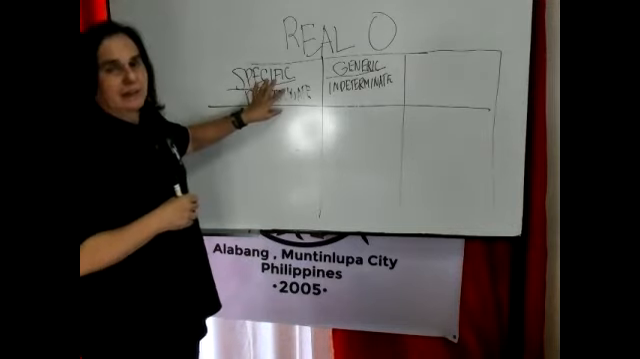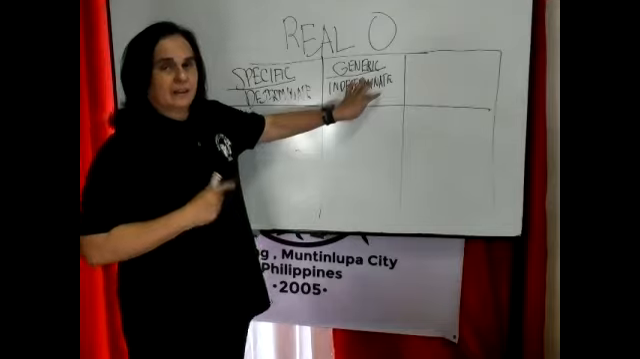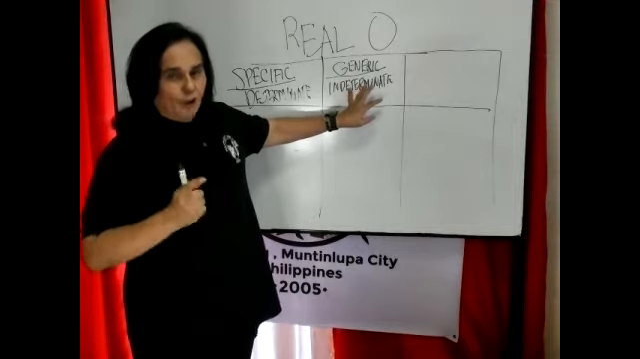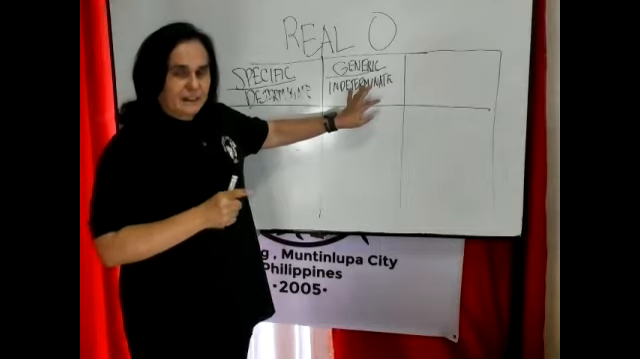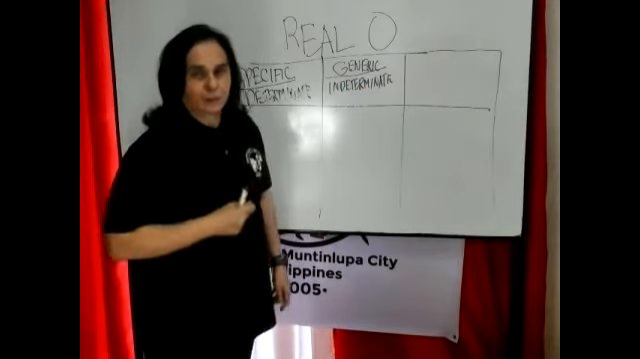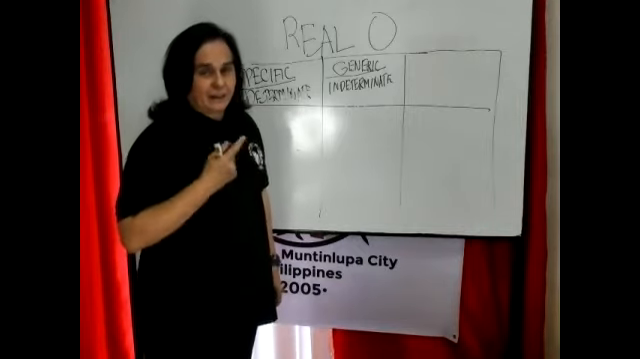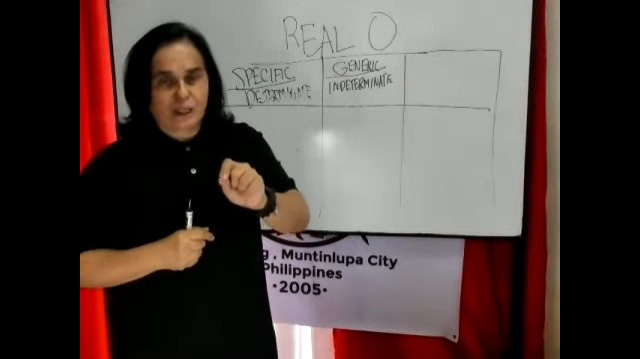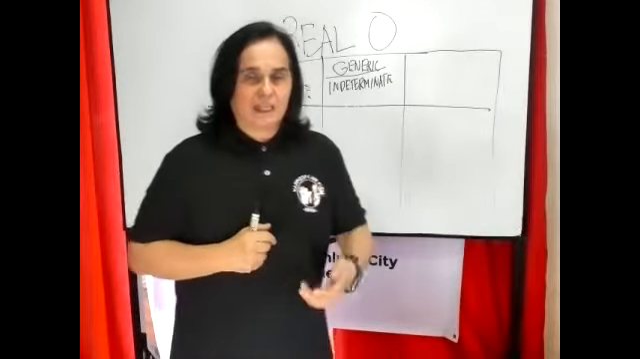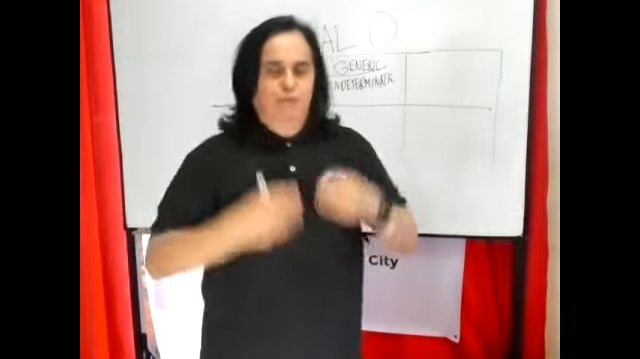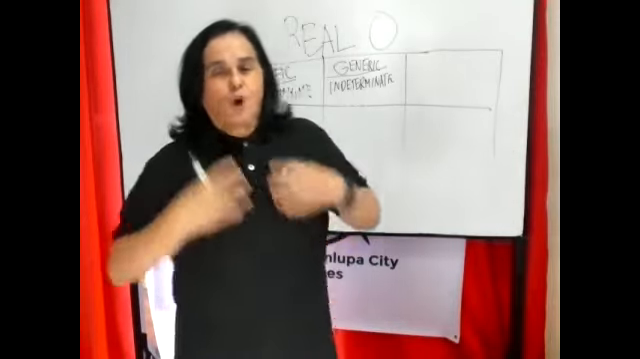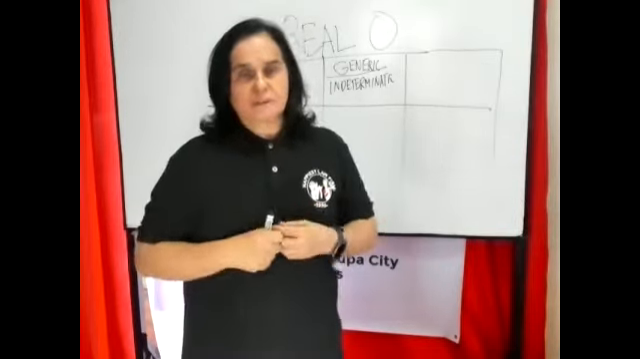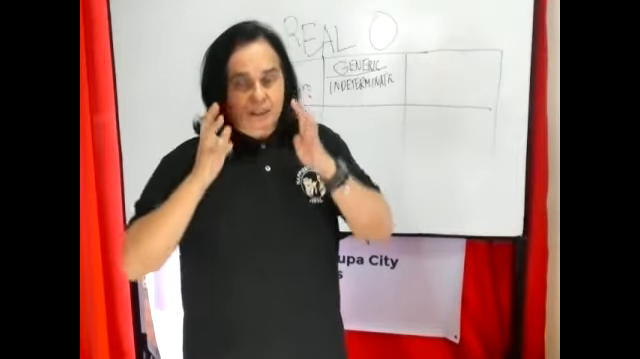So hindi pwedeng specific. Alright, now, could it be generic? Now remember, it will not render it impossible. Meaning, the loss of the thing intended would not render it impossible because you could substitute it with another of the same class and genus. And in this case, we agreed, according to civil law, genus never perishes. So, ang ibig sabihin, no matter how many times you lose the thing you intended to deliver and substitute it, you will always have something to substitute, which will be in accord with the description of the real obligation.